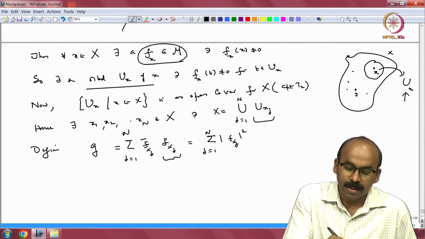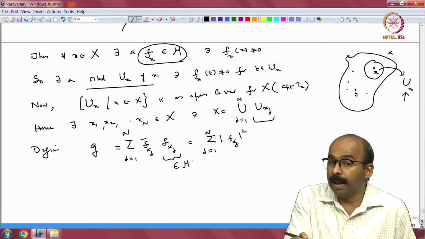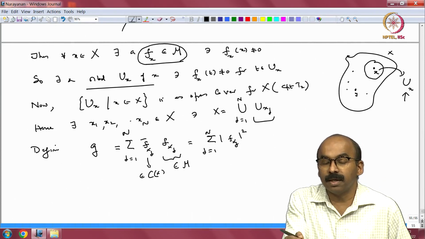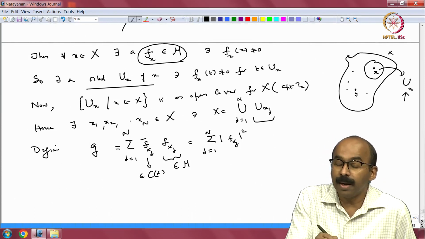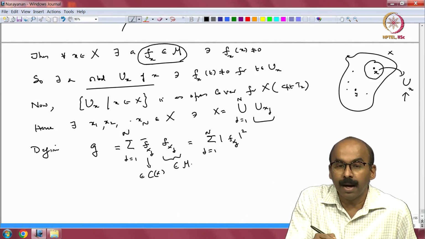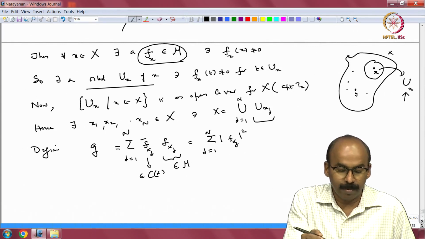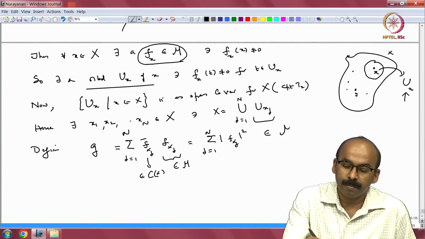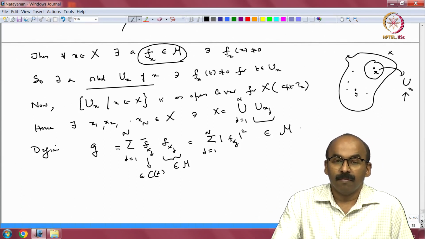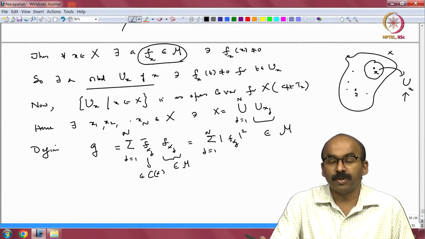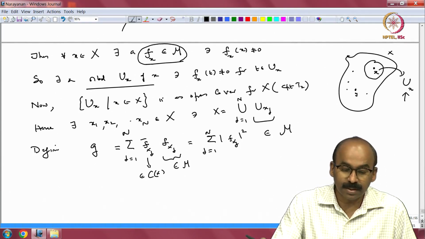Well, what can you say about this function? These f x j are in the maximal ideal M, and these are in C of X. F x j is a continuous function, and its bar is continuous. So when I multiply, because M is an ideal, the product will be in M. When I add, they will still be in M, since M is an ideal. So g will be in M.